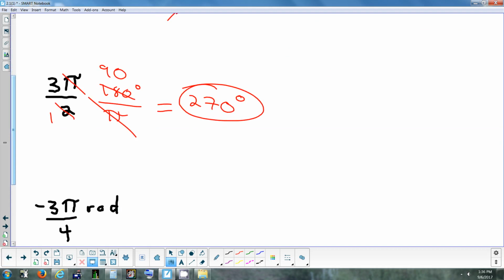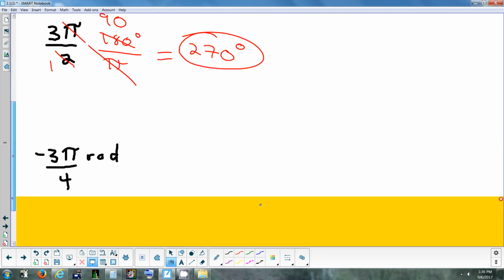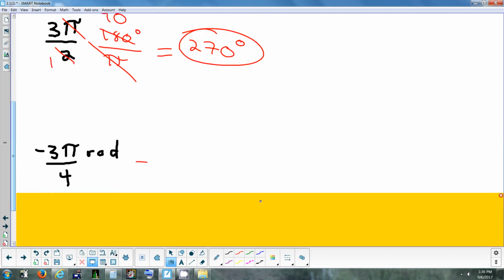All right, that's just with a negative. I'm going to skip that one, but if you want to go through and try that one later, that would be negative 135. Try it and you'll see that's what you'll get.